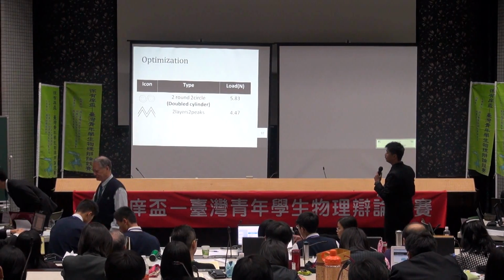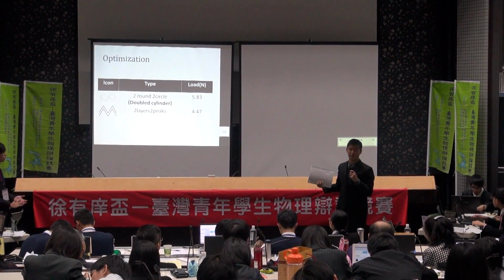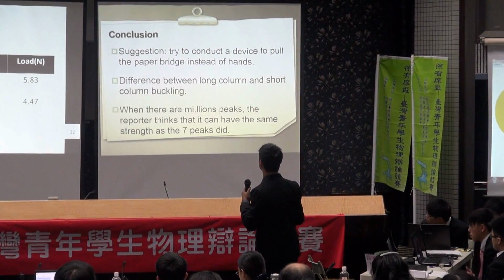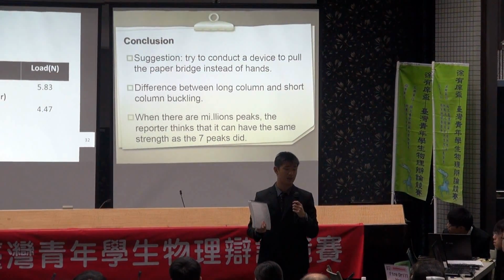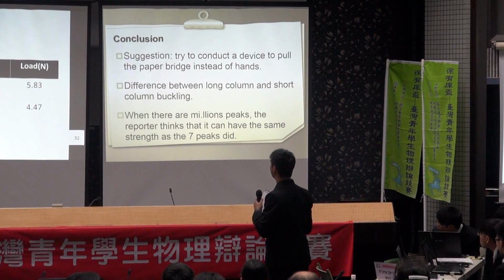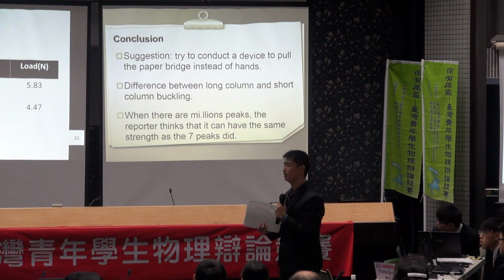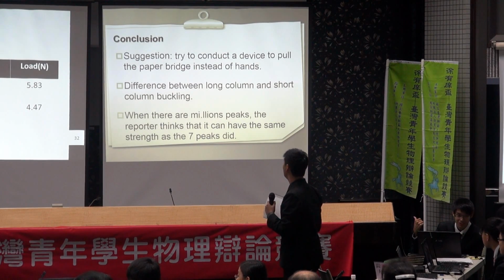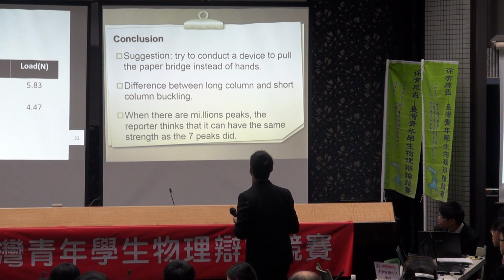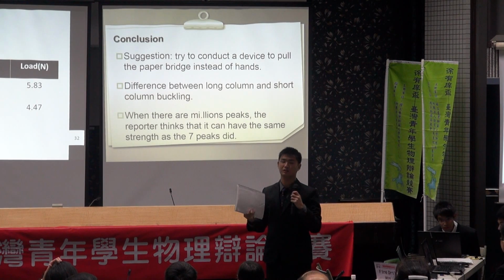Okay, and thanks to the reporter for giving me such a great discussion. I have a clear view of how he did the experiment in his theory. We suggest that he try to conduct this experiment by pulling with a machine rather than by hand, which will make the experiment more accurate. We have also discussed the different buckling between a long column and a short column, which he didn't take into consideration, and which have different formulas for the payload. And when there are a million peaks, the reporter thinks that it will also have the same strength as the 7 peaks did.